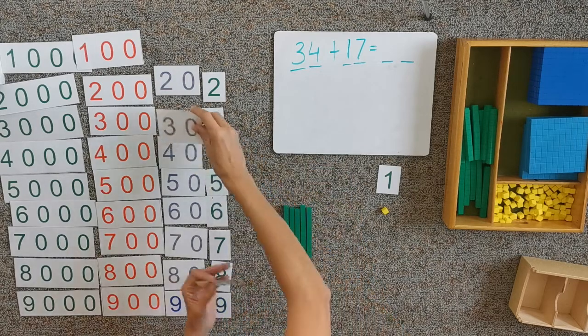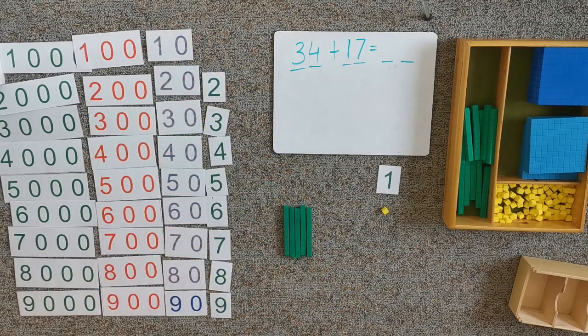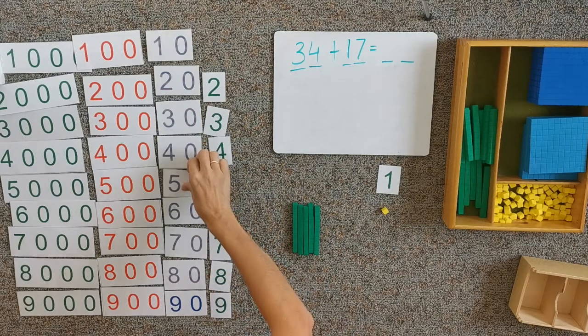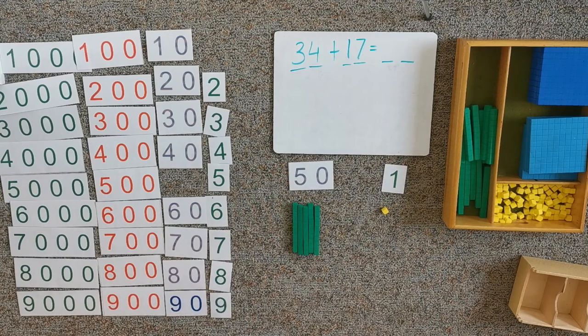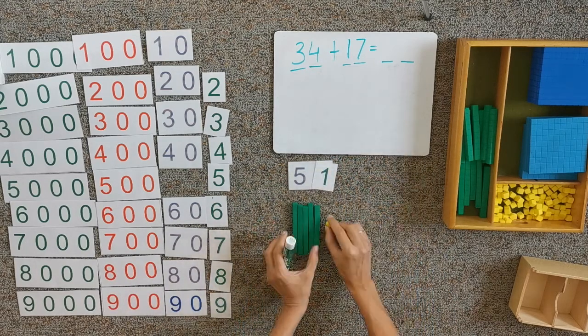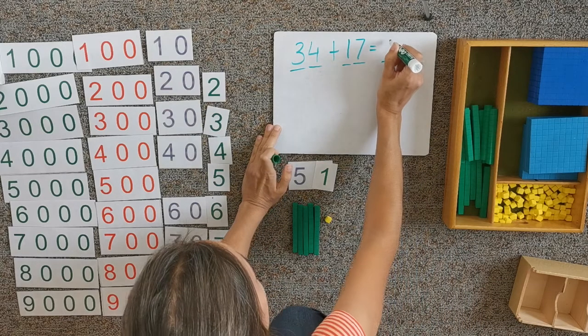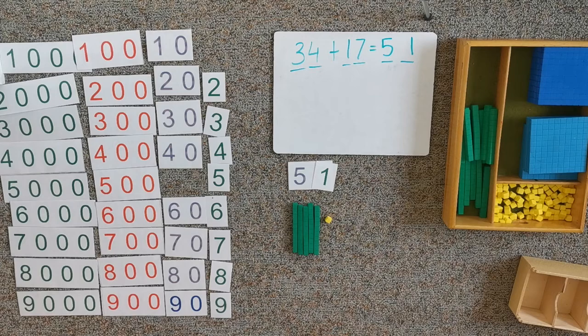50. I'm singing a song that you're going to have this week in Canvas, so please don't miss it. They are at the top of the day, each day. 51. Ta-da! 51. So 34 plus 17 makes 51.